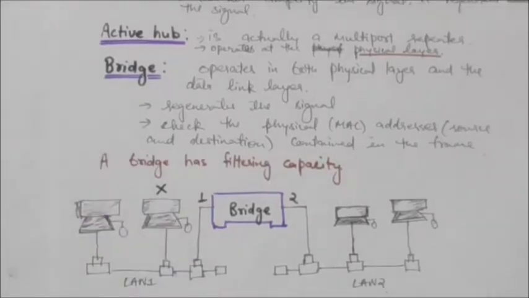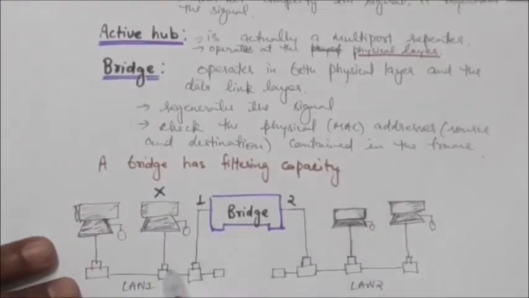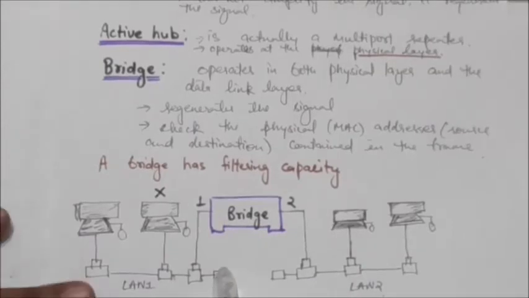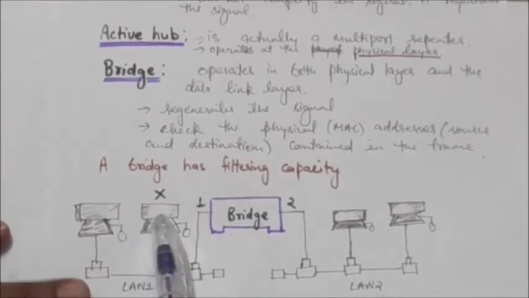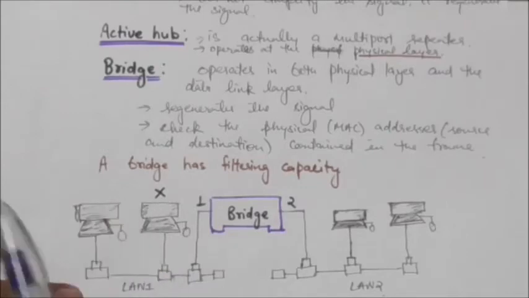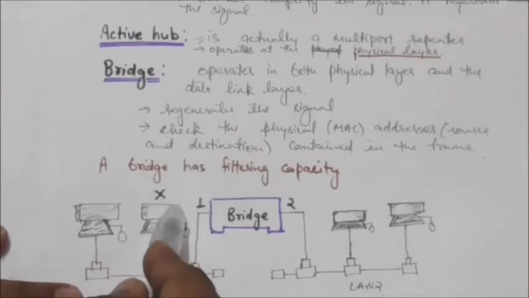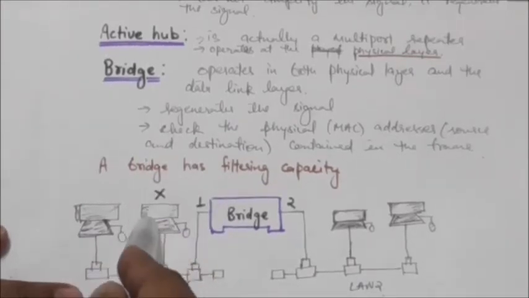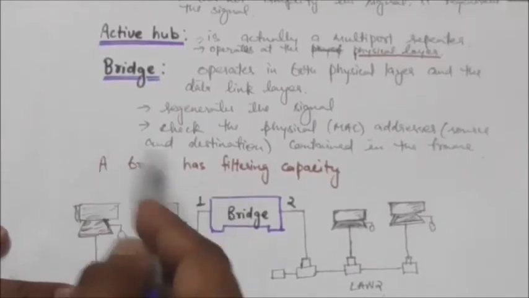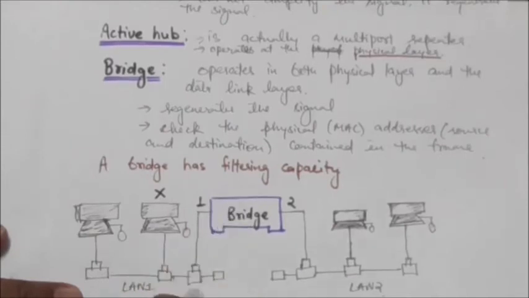Now see in this figure, right? In this figure you can see that two LANs are connected by a bridge, right? So if a frame destined for station X arrives at port 1, then the bridge will consult its table to find the departing port, right? According to its table, the frame for station X will leave through port 1. Therefore there is no need for forwarding and the frame is dropped, right?